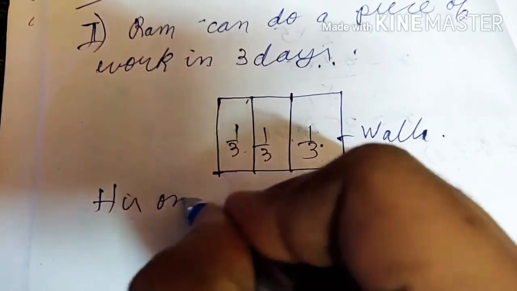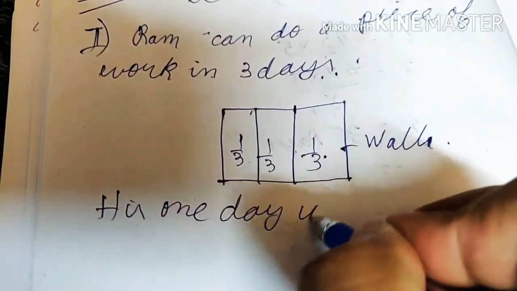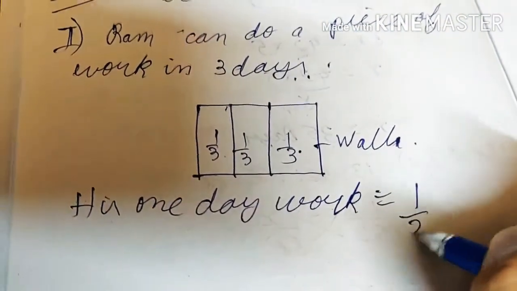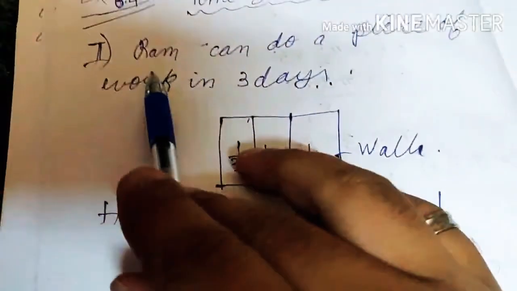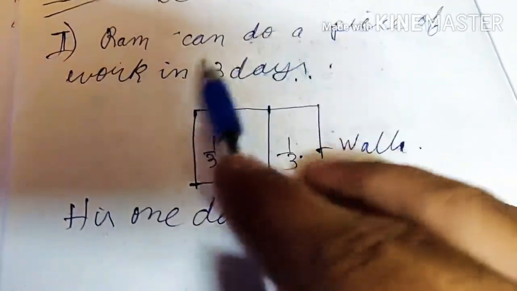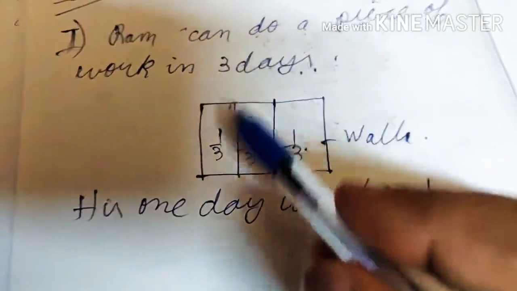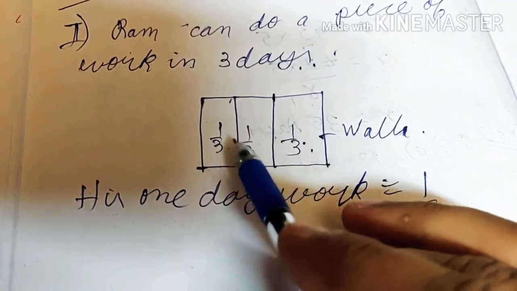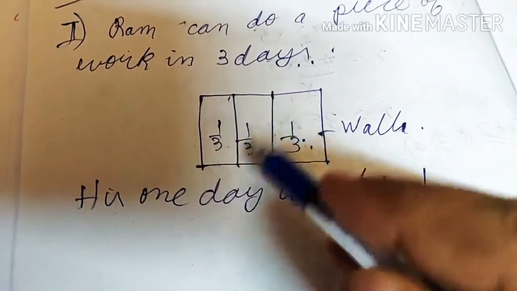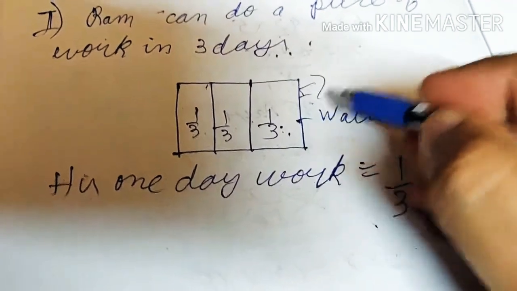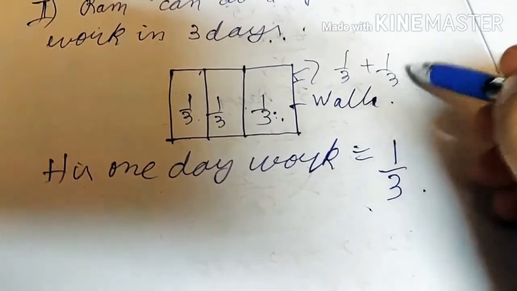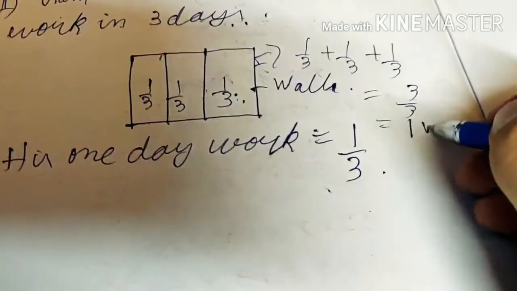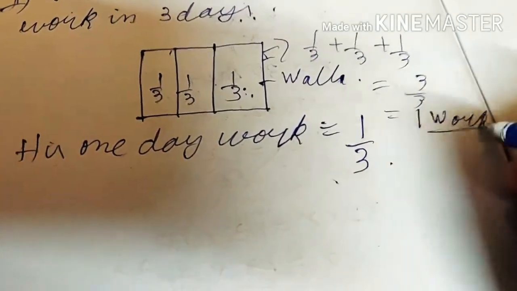That is, his 1 day work would have been 1/3. That is, Ram can construct that wall in 3 days. That is, first day he will do 1/3 work, second day 1/3 work, and third day 1/3 work. So 1/3 plus 1/3 plus 1/3 will make 3/3. That is one work. One means one complete work.